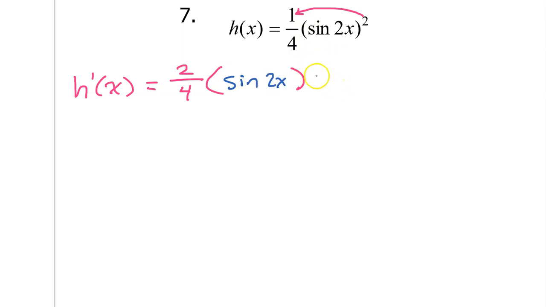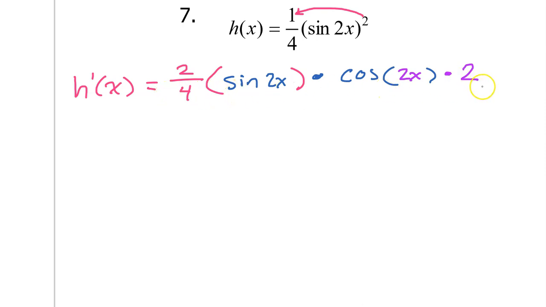So according to the chain rule, I must now multiply by the derivative of this inner function. So the derivative of sine 2x, we still have an outer function and an inner function. So the outer function is the sine x, and the inner function is the 2x. So if I take the derivative of the outer function, the derivative of sine is cosine. So I will now have cosine. But I've got the inner function 2x still. So that's why I need to do the chain rule again and multiply by the derivative of the inner function 2x. And that is 2.